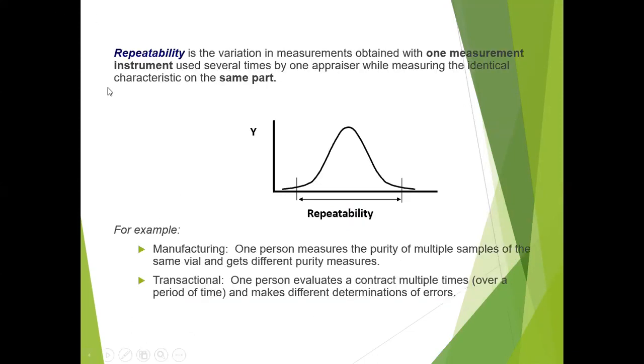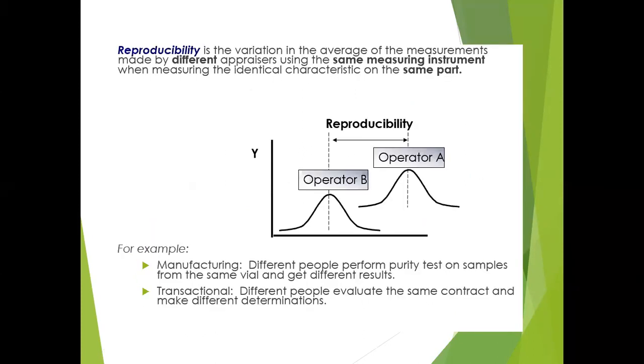Let me show you some examples. For example, this is the distribution that we are talking about, and this is the upper specification limit. If one operator measures several times, if he does the appraisal, and the results are different, then it is called a repeatability issue. For a reproducibility issue, there are two different operators, two different distributions, and you get two different results. The average of this one is different from operator X, and this would be called a reproducibility issue.